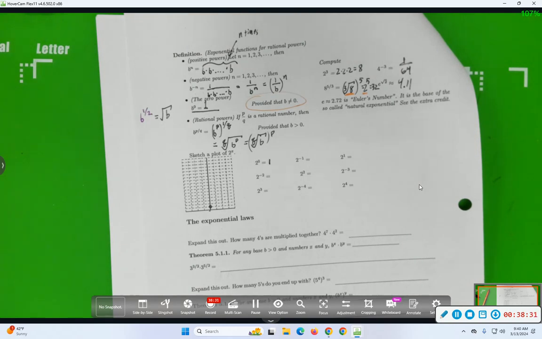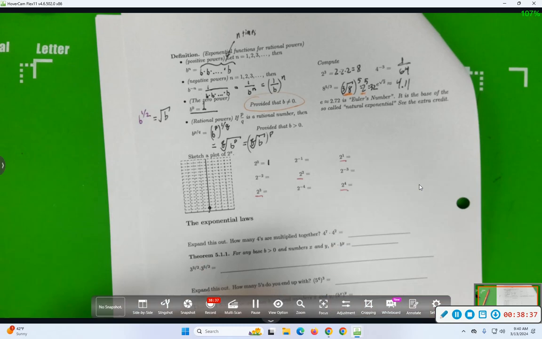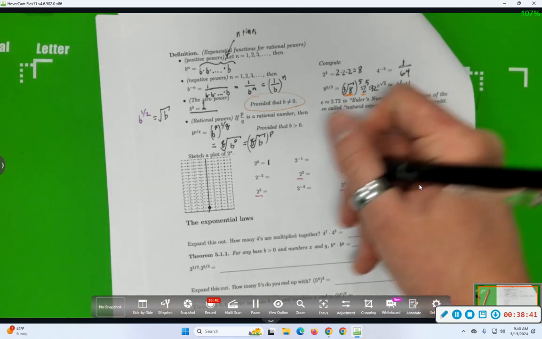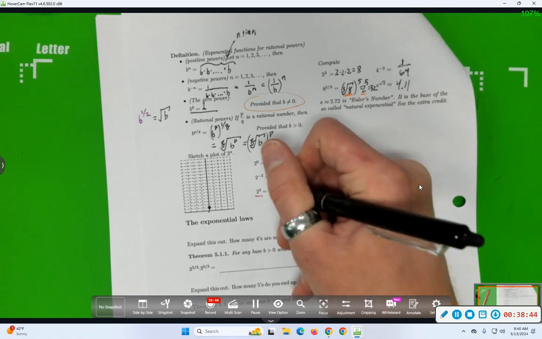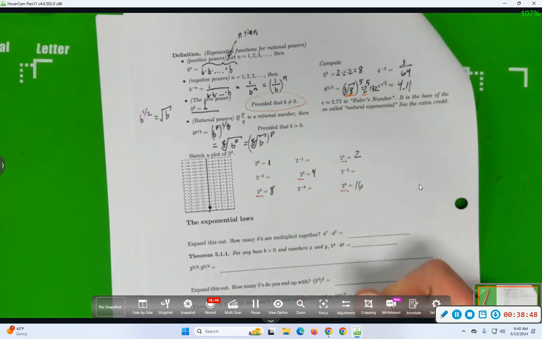And I think I'm going to do whole numbers first. What's 2 to the 1? 2 to the 2? 2 cubed? 2 to the 4th? Nice. Let's plot those.